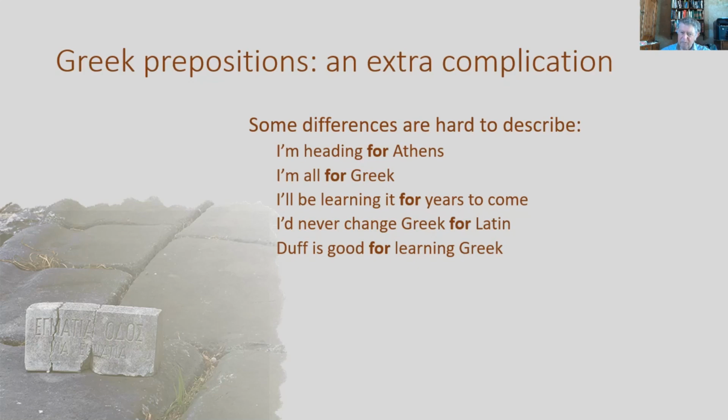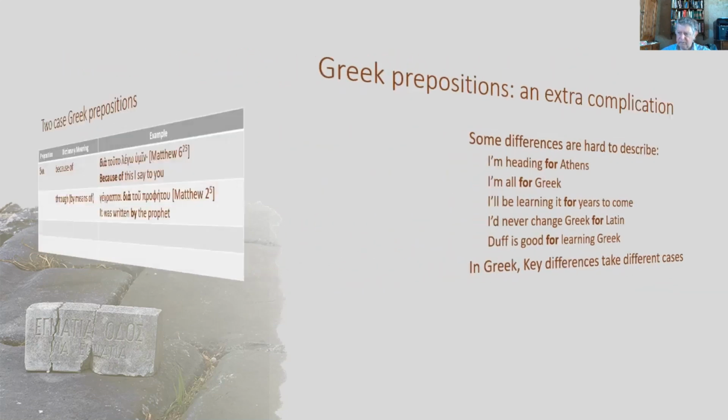But one of the things that characterizes Greek as opposed to English is that key differences between prepositions are marked by differences in case. Now, we've already seen that different prepositions take a different case. So eis takes the accusative, apo takes the genitive. But in fact, we also have some prepositions where they can take different meanings depending on the case that follows. So they don't have one case, they have two. And let me give you an example.